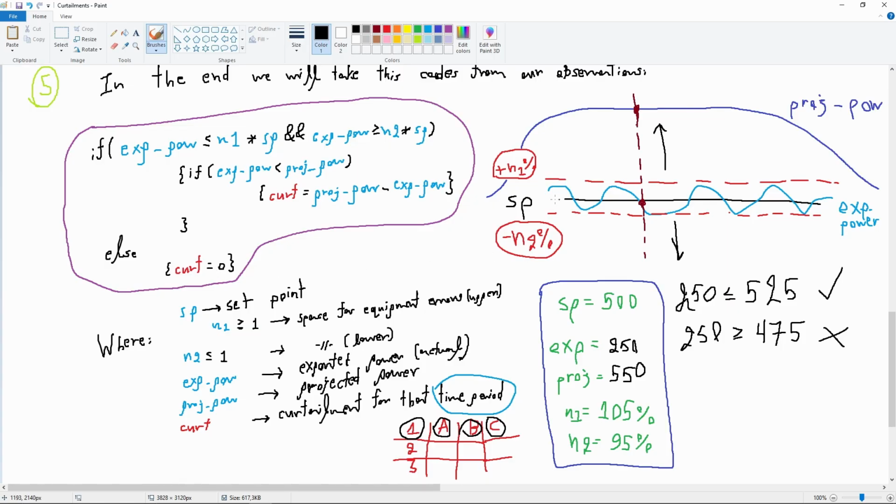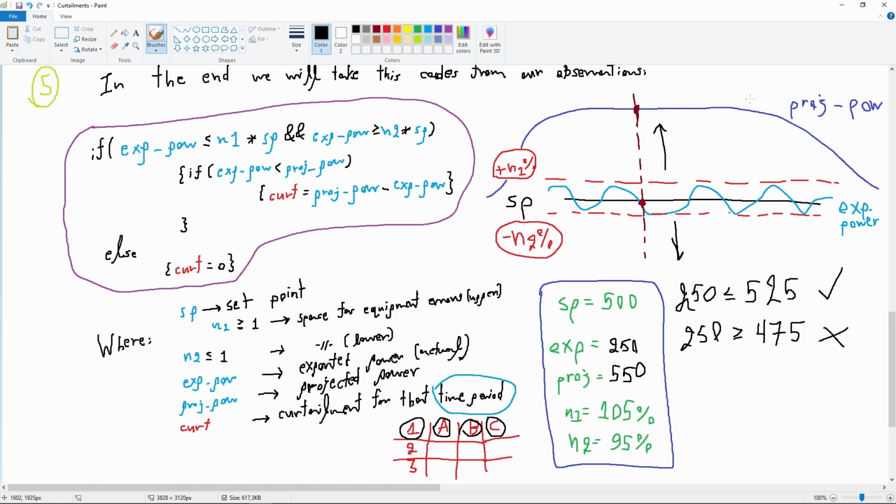We have the set point being this straight line in the middle. We have the exported power being somewhere around this set point. We have these brackets, the bracketing effect of the algorithm, which is the upper and lower space for equipment errors, which is needed for real-life applications. And this dark blue line up here is our projected power. So what does the algorithm exactly do?